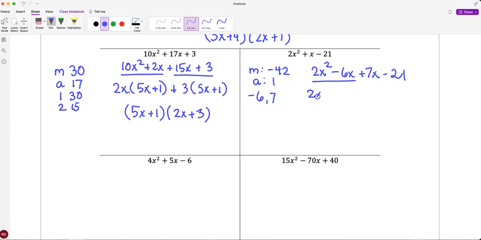Factor out a 2x. That leaves you x minus 3. Copy down the plus sign. Factor out a 7. That leaves you with an x minus 3. Final answer is x minus 3, 2x plus 7.